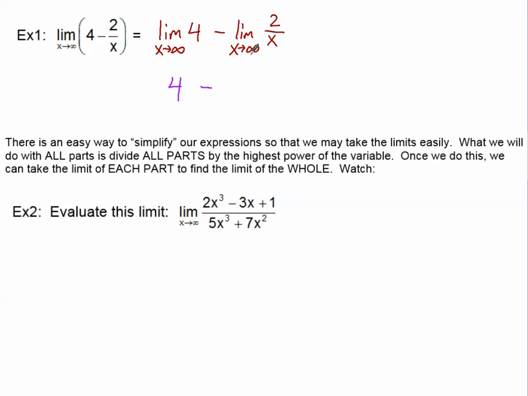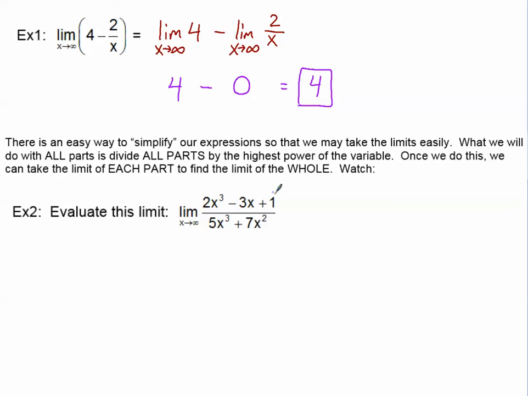The limit as x approaches infinity of 2 divided by x, for the reasons in our last example, will be equal to 0, because ultimately the denominator will be very large, and 2 divided by a very large number is trying to be 0. And obviously 4 minus 0 is 4. So that would be our ultimate limit here for example 1. So that's kind of an easier problem.